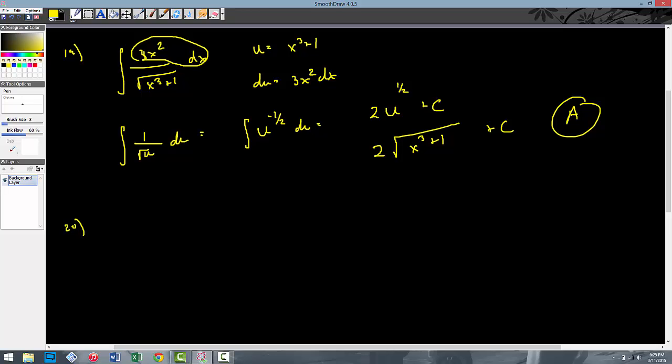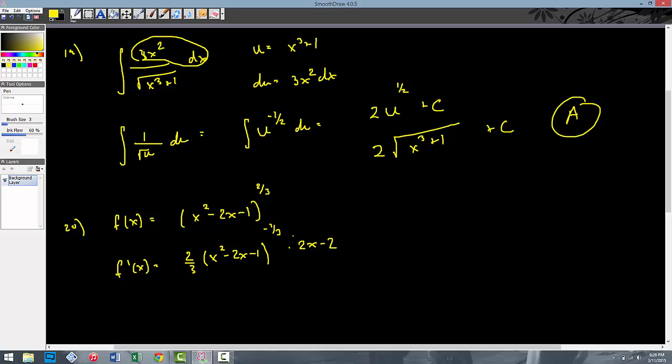Ooh, more stuff. More chain ruling type stuff. X squared minus 2x minus 1. The bait is to try to factor that thing and do something with it. Don't fall for it. F prime is 2/3 times x squared minus 2x minus 1 to the negative 1/3 times 2x minus 2. And don't forget about those parentheses there.